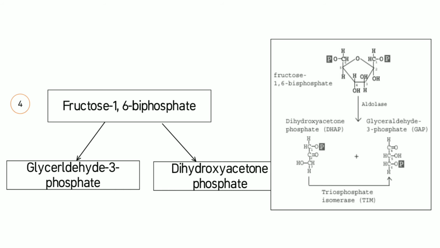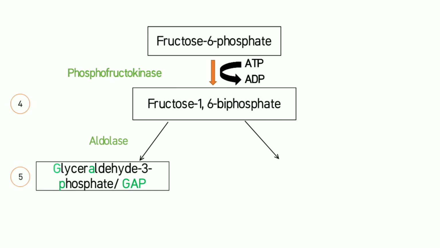Okay, so for the final step of the first stage of glycolysis, it is utilized by the enzyme aldolase. This enzyme catalyzes the cleavage of fructose 1,6-bisphosphate and yields two 3-carbon molecules. These molecules are glyceraldehyde 3-phosphate and dihydroxyacetone phosphate. GAP, or glyceraldehyde 3-phosphate, is the only molecule that continues in the glycolytic pathway.